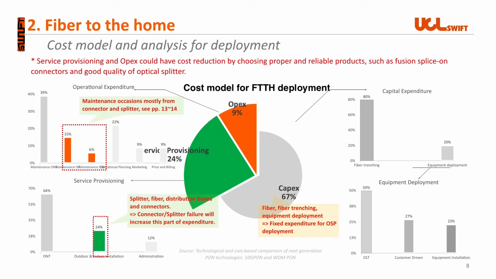As you can see in the diagram, CAPEX, capital expenditure, is the biggest portion, 67%, which is fixed expenditure related to fiber deployment, fiber trenching, and equipment deployment for outside plant. Service provisioning includes optical splitters, fiber, distribution boxes, and connectors; splitter and connector failure will increase this part of the expenditure. Operational expenditure includes maintenance of ONT, ISP, and OSP, so maintenance occasions mostly come from connectors and splitters. We can conclude that service provisioning and OPEX could see cost reduction by choosing proper and reliable products, such as fusion splice-on connectors and good quality optical splitters.